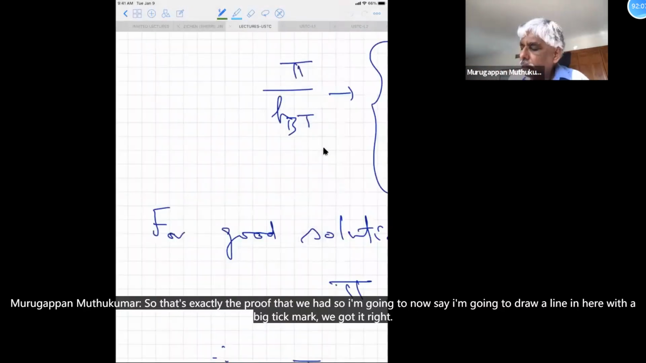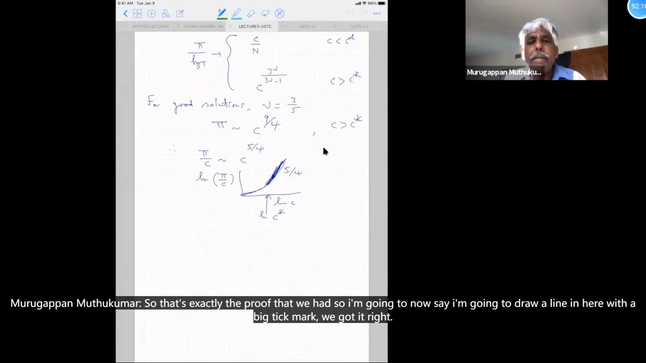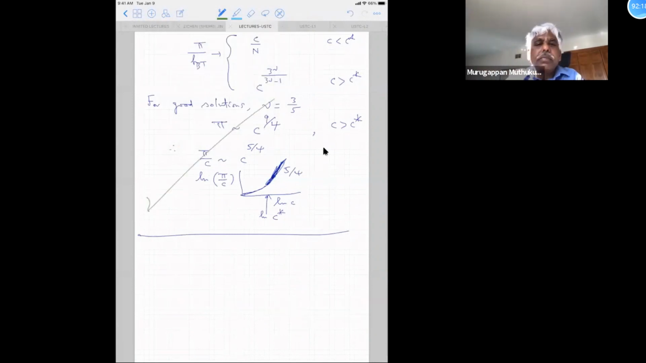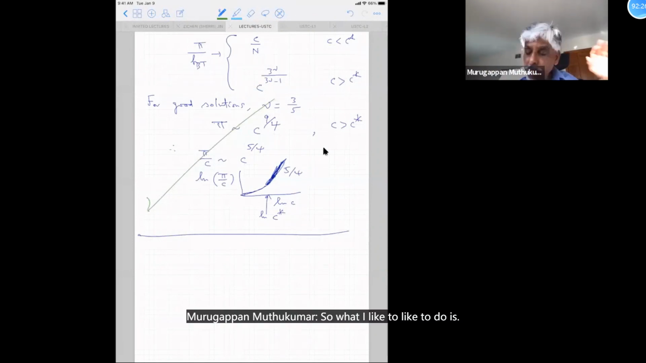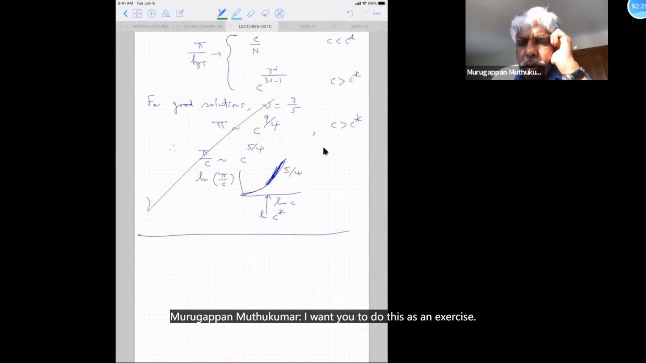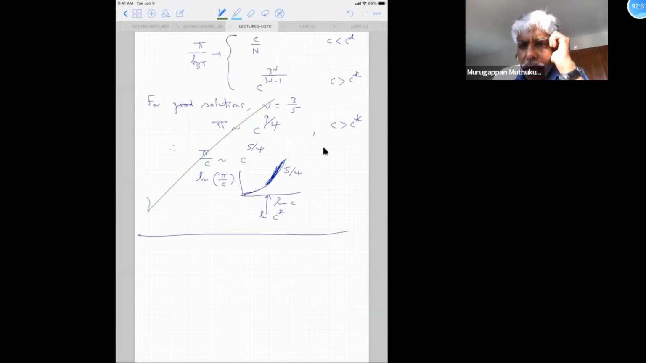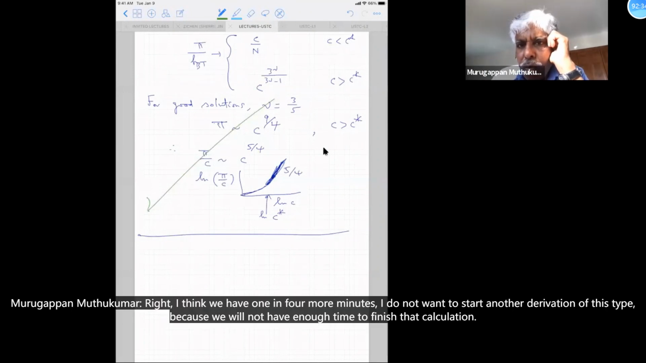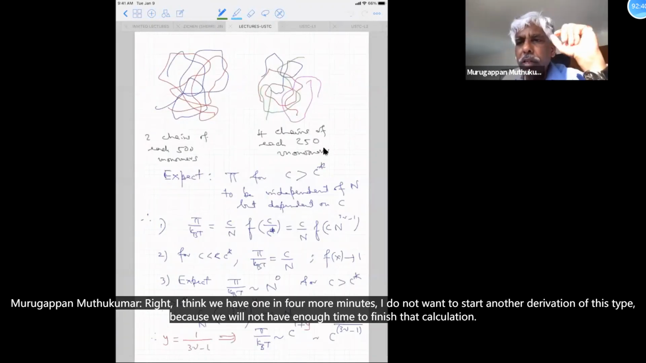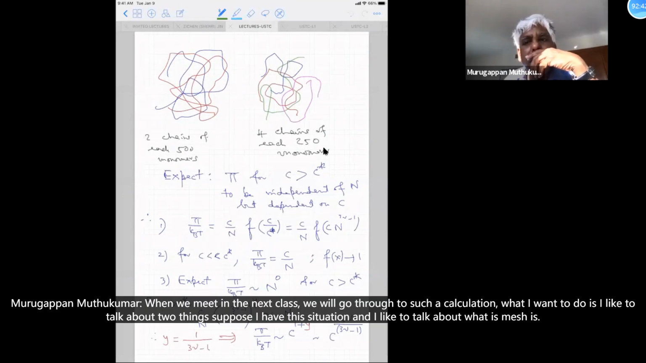So that's exactly the proof that we had. So I'm going to draw a line in here with a big tick mark. We got it right. What I'd like you to do is this as an exercise. I think we have only 4 more minutes. I do not want to start another derivation of this type because we will not have enough time to finish that calculation. When we meet in the next class, we will go through 2 such calculations.